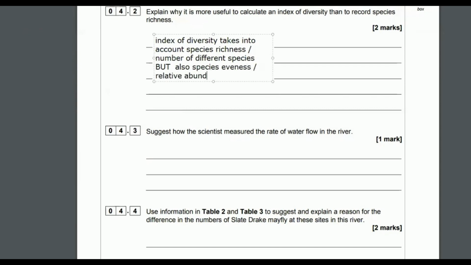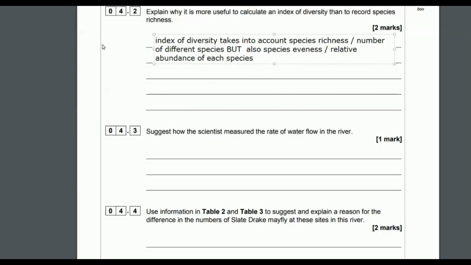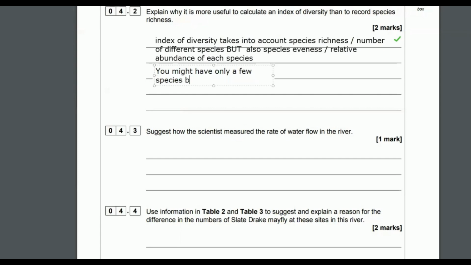So you might have field A and field B. Field A might have 5 species, but they have 10 of one species and then 1 of 4 other species. And field B might only have 3 species, so 2 fewer species, but they have 30 of each species. So which one is more biodiverse? We can't really say field A is. It's only got 1 member of each species.